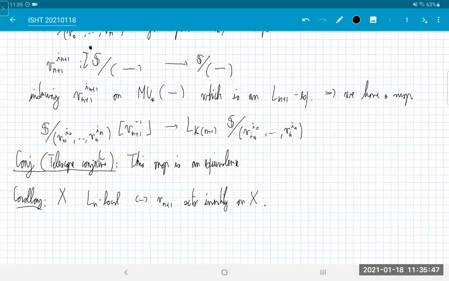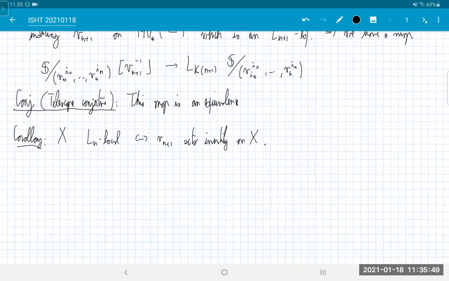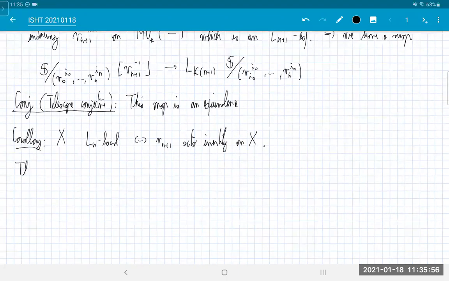And okay, I think that the last thing I want to say is why this subject is called chromatic homotopy theory. So this subject is called chromatic homotopy theory.